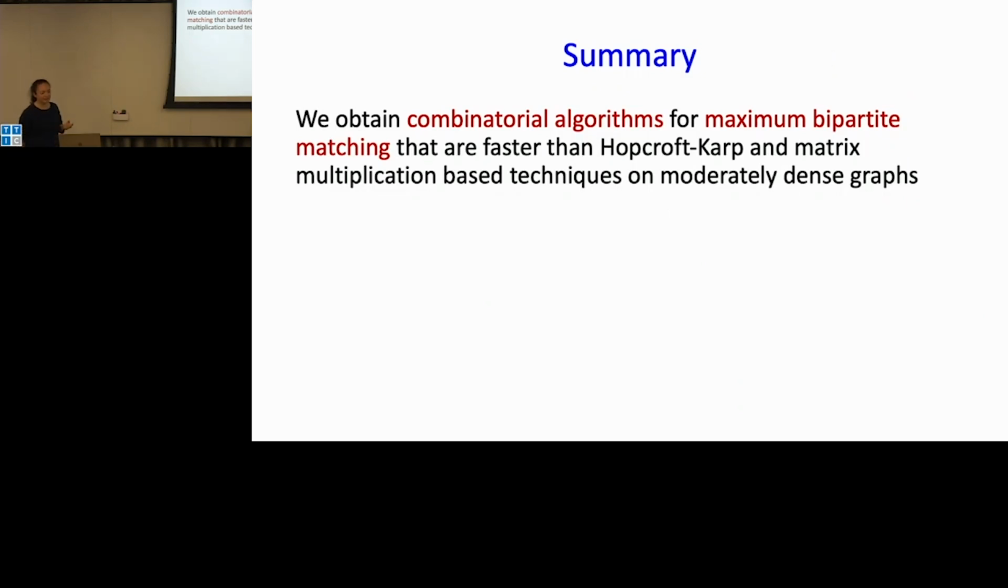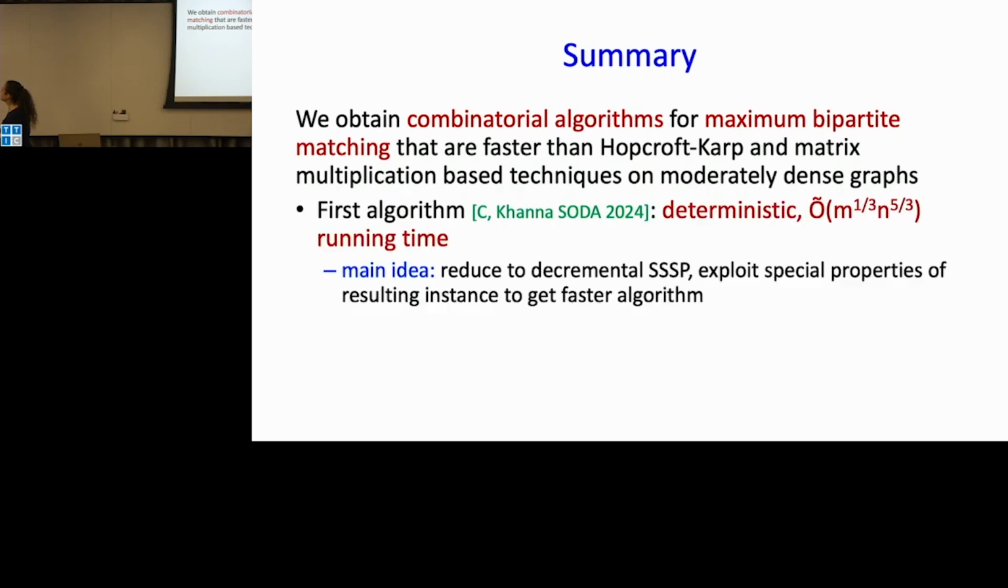And basically that's it. Let me summarize. We get two combinatorial algorithms for the bipartite matching problem. Both of them are faster than Hopcroft-Karp and matrix multiplication if the graph is sufficiently dense. The first one, from the Soda paper, is deterministic. It gets this running time.